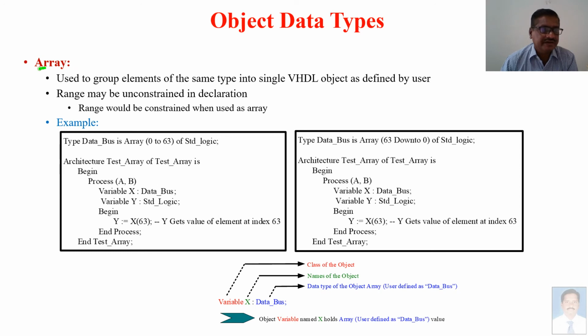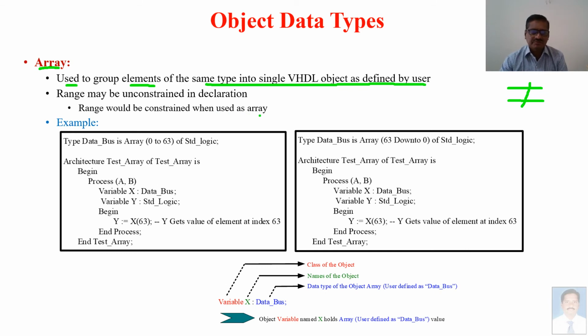Similarly, the array. Array is the data type used to group elements of the same type into a single VHDL object defined by the user. Sometimes we are using a bus. That bus may be 8-bit, and we have similar parameters. Grouping of such similar parameters can be done under this array approach or array data category. The range may be unconstrained in the declaration. The range would be constrained when used as an array. Means the user can define the range or it can be omitted. That depends on the user.